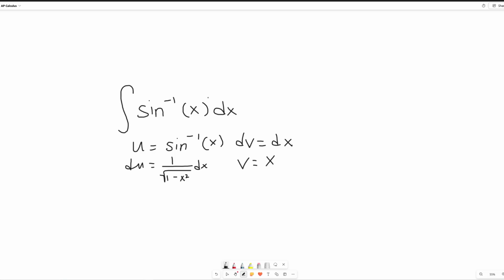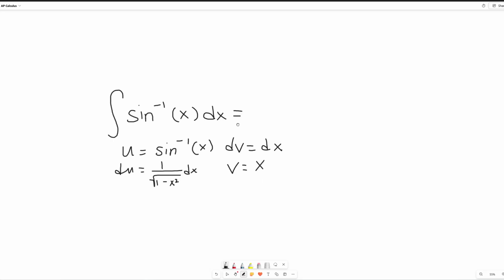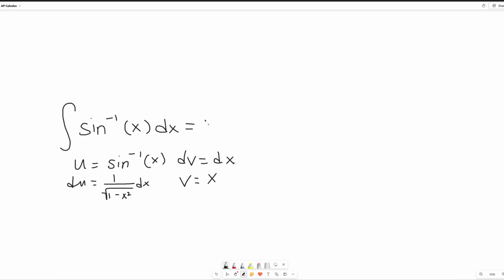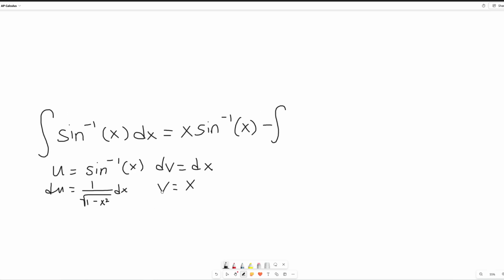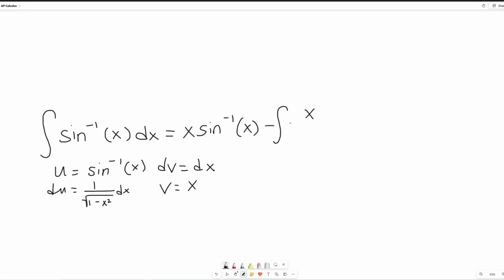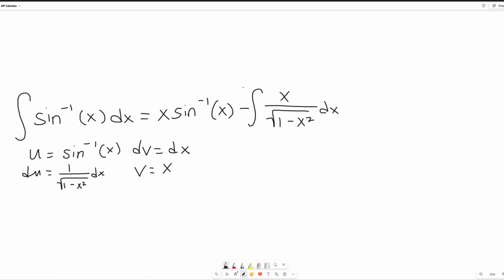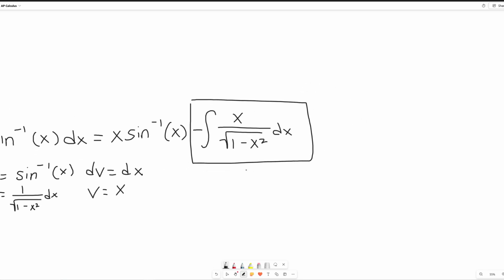So now, if you think about your dx as a tangible object, and you say dv is going to be your dx, then now you can see that it is integration by parts. So we're going to use the formula. uv, so x inverse sine of x, minus v du, so x over square root 1 minus x squared dx. So now we're going to have to use another technique. We're going to have to u-sub this. So let's just take this part and move it down here.